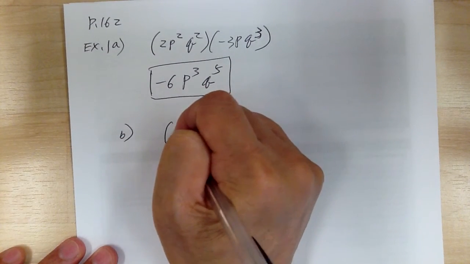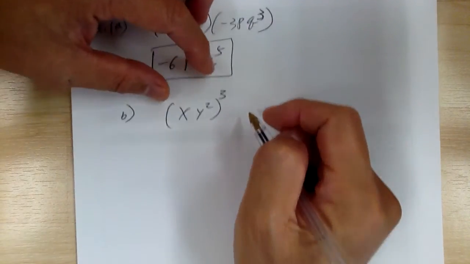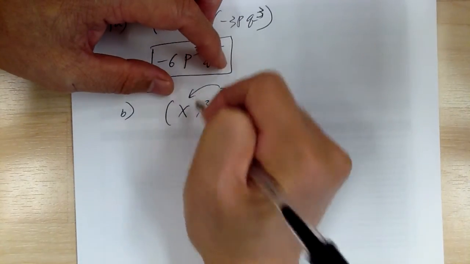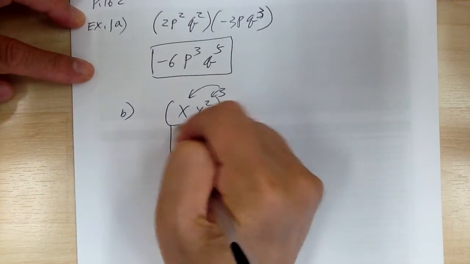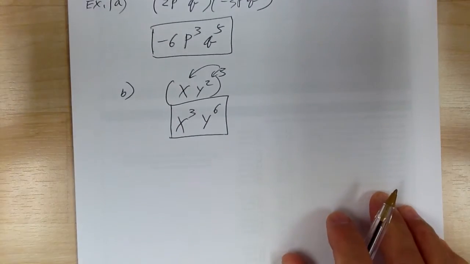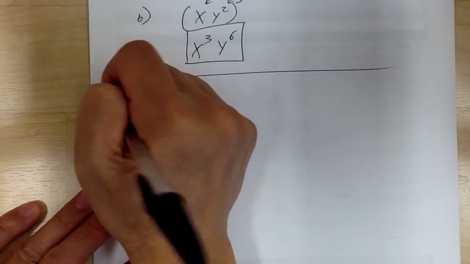Okay, now let's go to b. You have xy squared to the 3 power. So this is a power rule, right? So you distribute. So you're going to get x to the 3. You distribute, you get y to the 6. And that's it. Okay, so it's very simple, very quick. Okay, let's go to example 2.